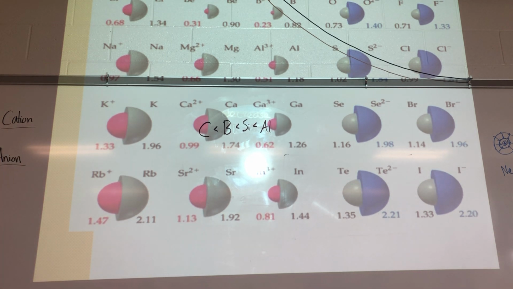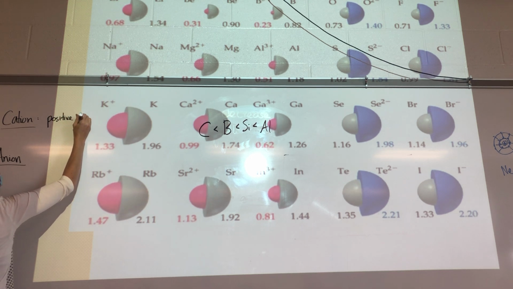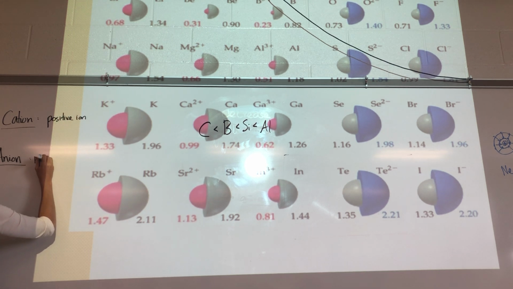You say it as cation, even though it kind of looks like cation. And this one you say anion, not anion. But a cation is a positive ion, and an anion is a negative ion.